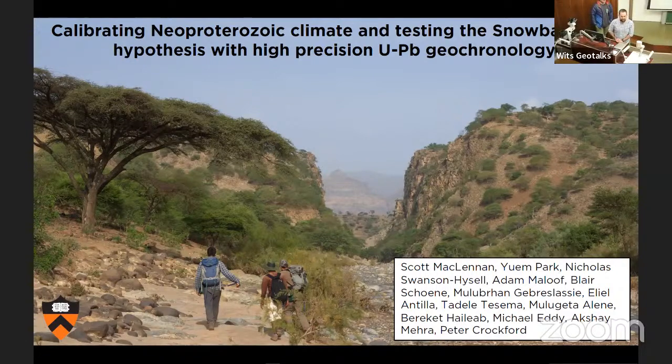Scott was a PhD student at Princeton, and before that did an MSc with Martin de Witt at UCT, and his undergrad there as well. After doing his PhD at Princeton, which is going to be part of the topic of his talk tonight, he then went on to do a postdoc at the University of Arizona. And then he's joined us just a month ago. So thank you, Scott. Over to you.